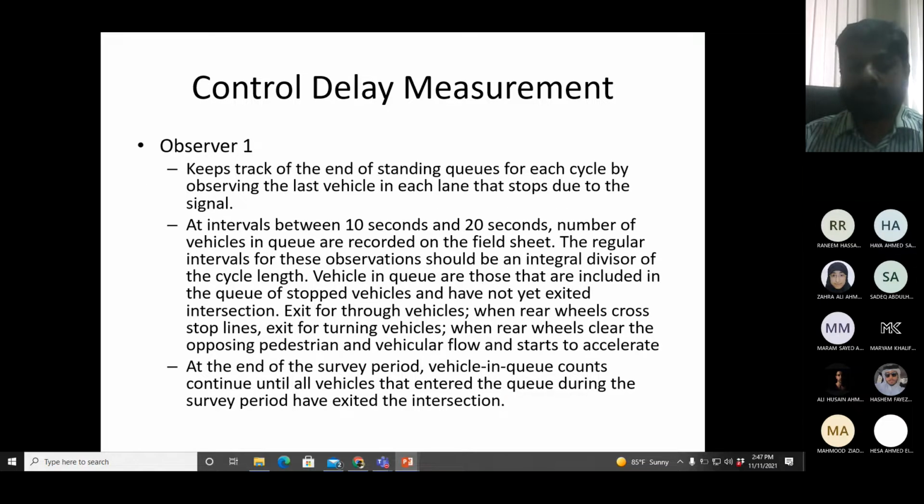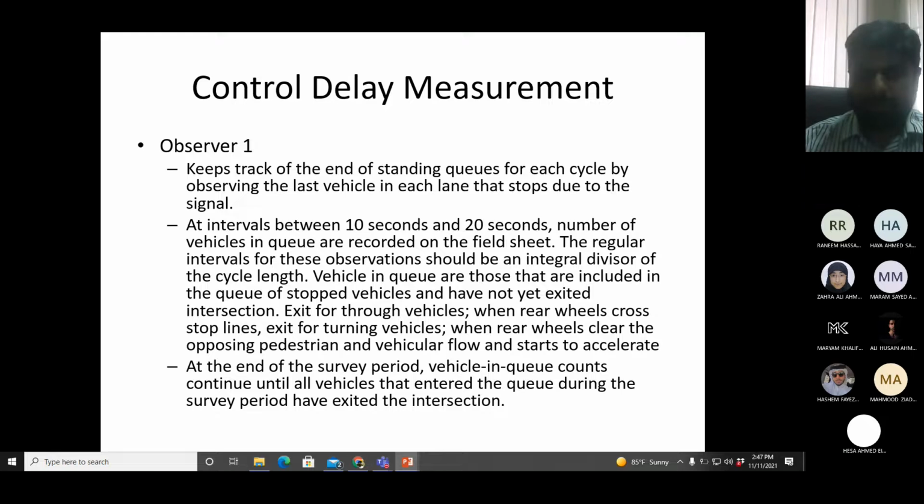Now, I said we need two observers. Observer 1 is counting the number of vehicles in the queue on the intersection after a specified period of time. To observer 1, you give a specified period of time, 10 seconds, 15 seconds, 20 seconds, and you tell him that after that much time, count the number of vehicles in the queue and record it. He will count it maybe after 10 seconds, then 20 seconds, then 30 seconds, and so on.